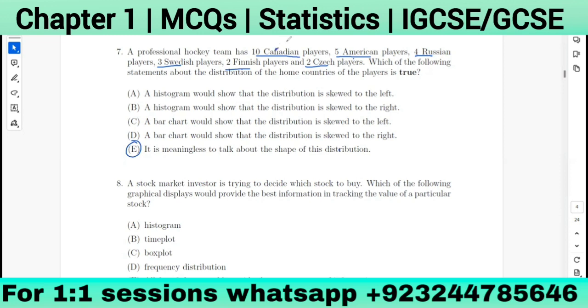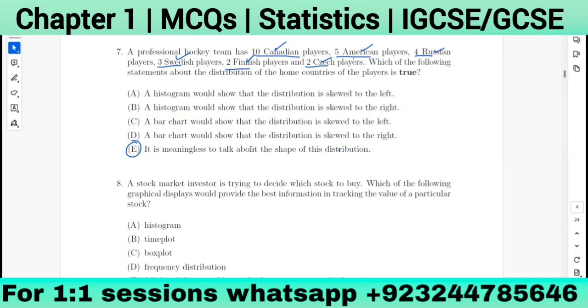Players are coming from Canada, from America, from Russia, from Sweden, from Finland, from Czech. On which basis are you going to make the bar charts or the histograms? They don't have any frequency or any other thing.